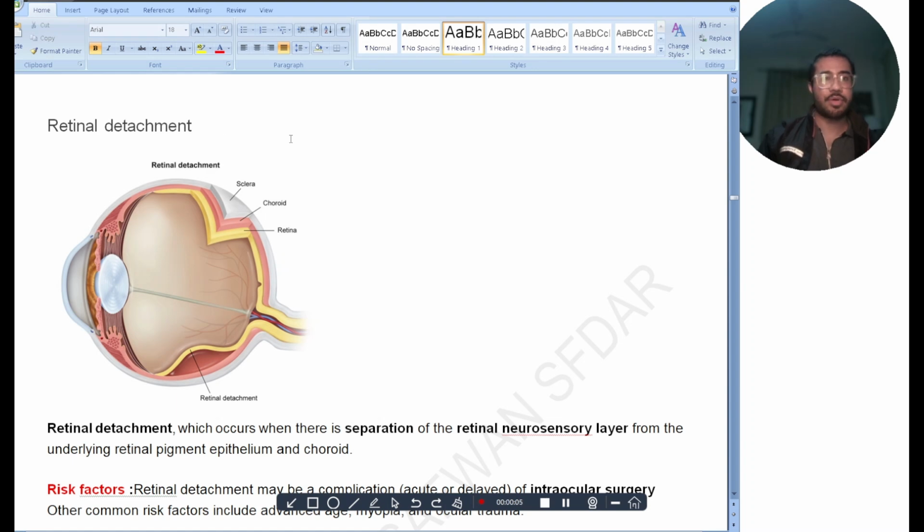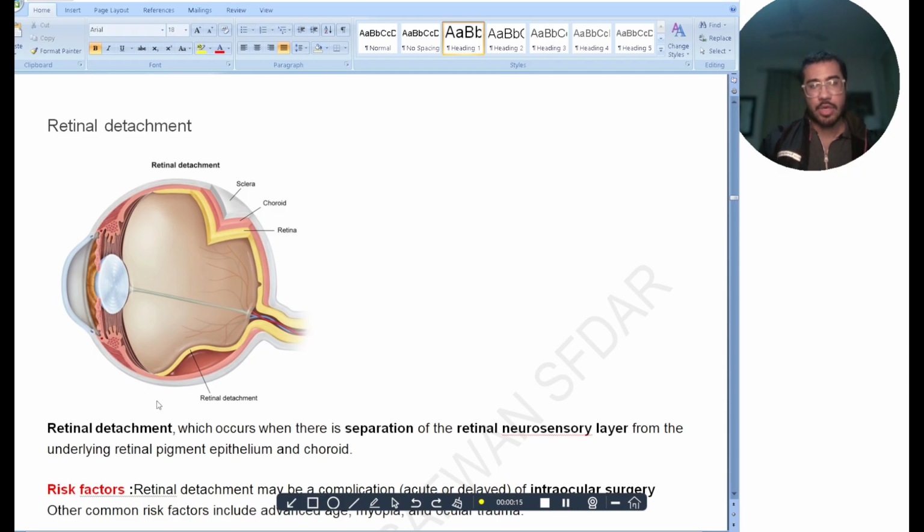So, retinal detachment. What is retinal detachment? Retinal detachment occurs when there is separation of the retinal neurosensory layer from the underlying retinal pigment epithelium and choroid. So, what's the reason behind retinal detachment?